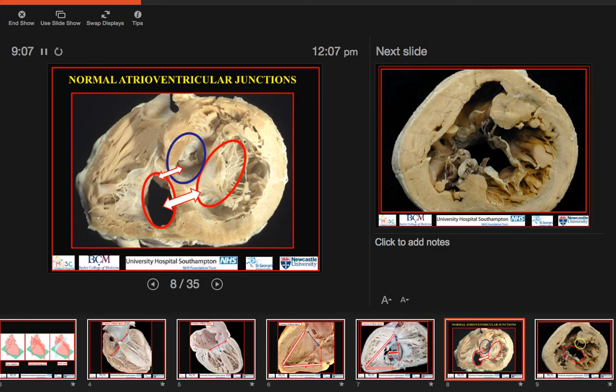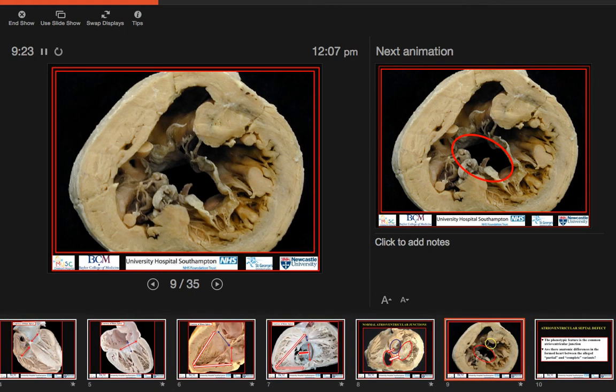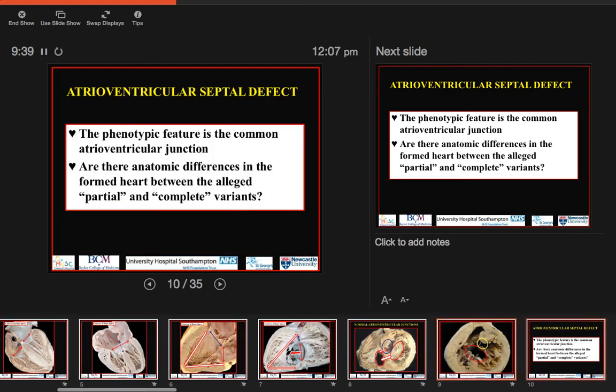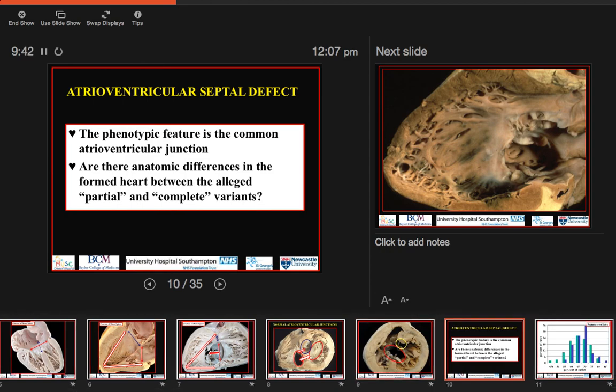And that is an area that Yash is particularly concerned about because that inferior pyramidal space harbors the atrioventricular node and is an area where he conducts so many of his electrophysiological investigations. But all of that is missing when we have atrioventricular septal defect with common atrioventricular junction. And beautifully, once more in the short axis, we see the unwedging of the left ventricular outflow tract. So from all of those, we know that the phenotypic feature is the common junction.